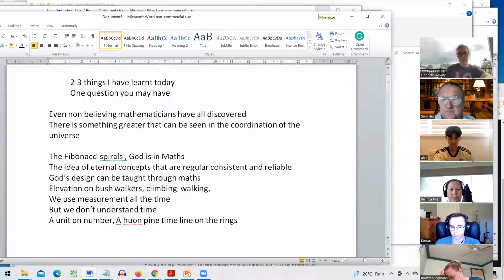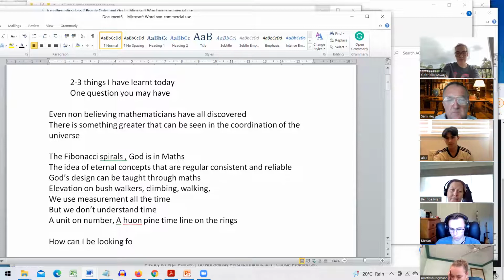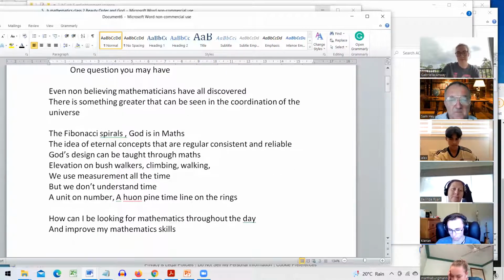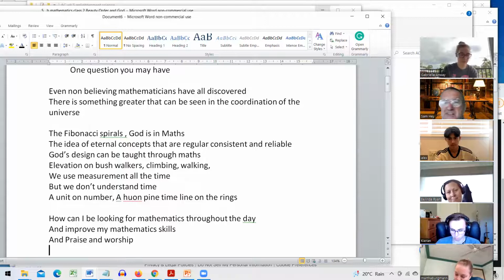What stood out? Well, sort of what everyone's been saying. I liked learning about the correlation between maths and God. And I thought of a question, but it's a question I'd ask myself. How can I be looking for mathematics throughout my day, and how can I improve my mathematics skills? It's been a while. I don't really choose to see maths throughout my day or even look for maths. So I think having eyes to see it will be kind of different and fun. And also praise and worship. You can praise God in the regularity and all that's there.